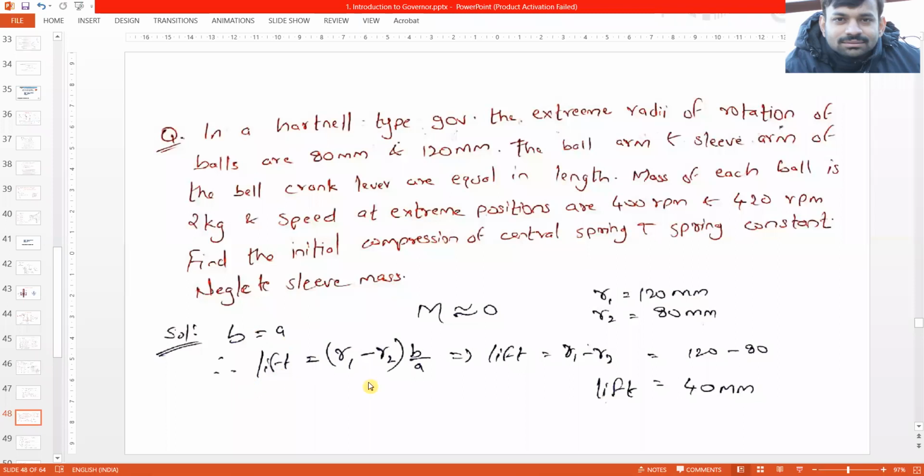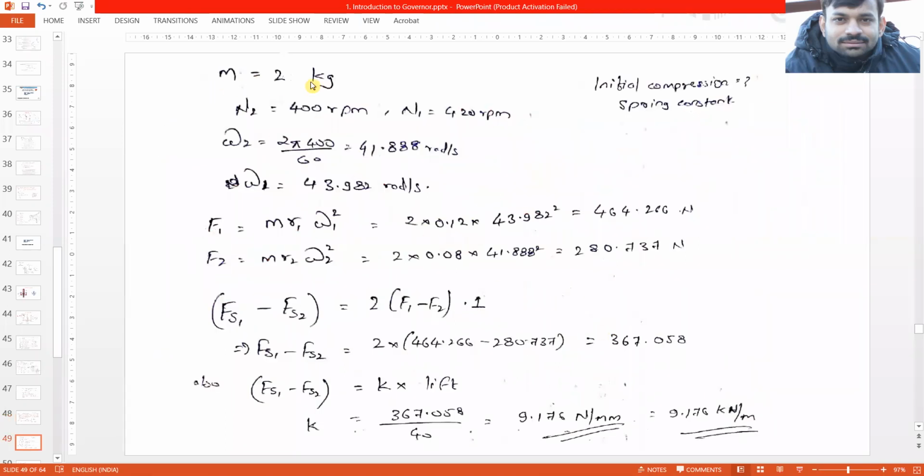So B is equal to A. We'll get lift is equal to R1 minus R2 into B by A. So B by A will be 1. So lift will be equal to R1 minus R2. R1 and R2 are given to us as 120 and 80. So lift comes out to be 40 mm. Now with the help of lift, we can move forward.